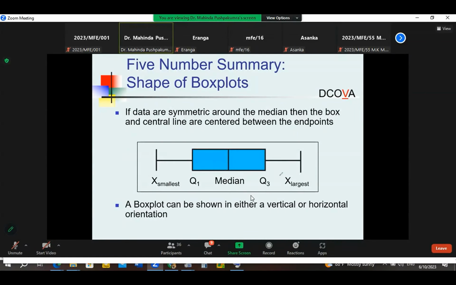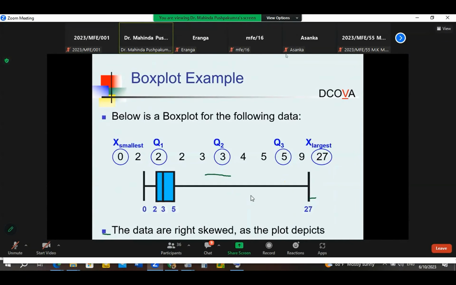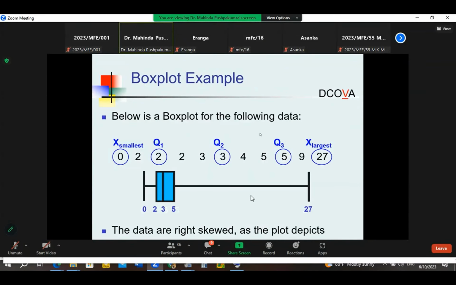Okay, then what can you say about this one? You can see here all are identical, so this should be a symmetrical distribution. Then you can see symmetrical distribution, right skewed and left skewed. This is a distribution related to left skewed. And this is right skewed, the tail is on the right side. Is it clear up to this point?